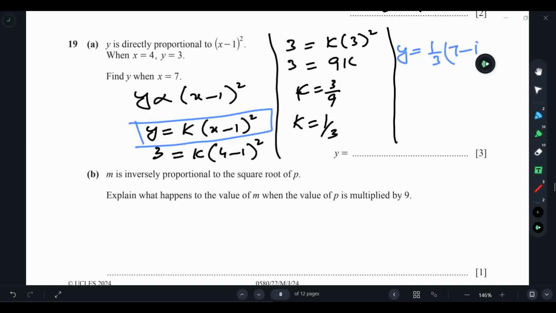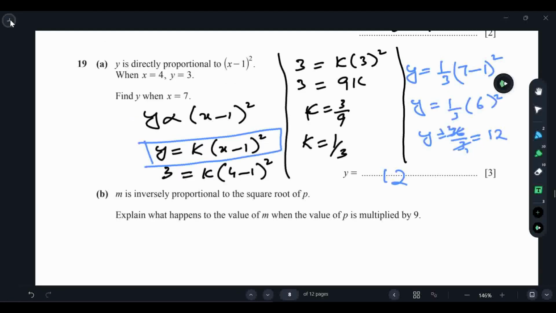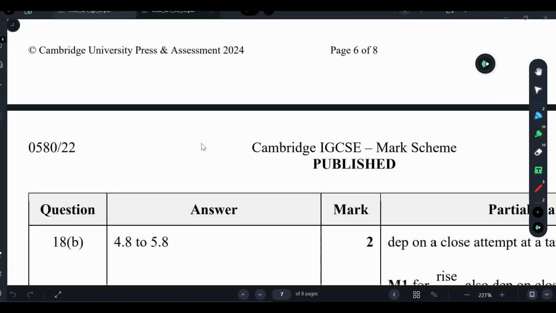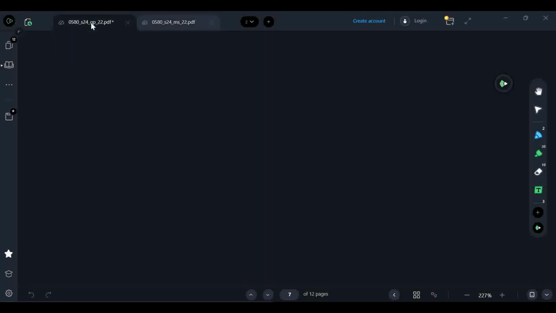So 7 minus 1 whole square, which means y is equal to 1 by 3 into 6 square. So 6 square means 36. So y is equal to 36 by 3, which means y is equal to 12. This will be the final answer for 19A. Let me check the answer first for 19A. 19A, it's 12.